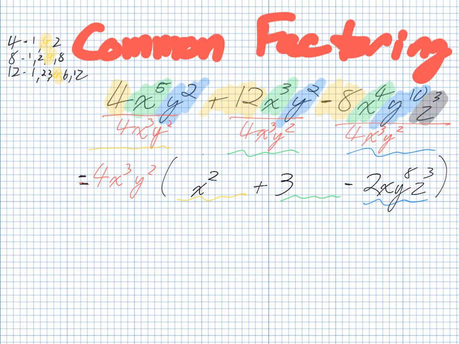So let's rewrite our final answer so it's not so spaced out here. Our common factor was 4x cubed y squared. The first term in the brackets was x squared plus 3 minus 2x y to the power of 8 z to the power of 3. And that's it. That's essentially common factoring.